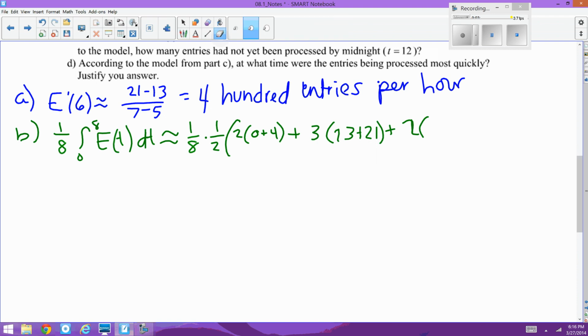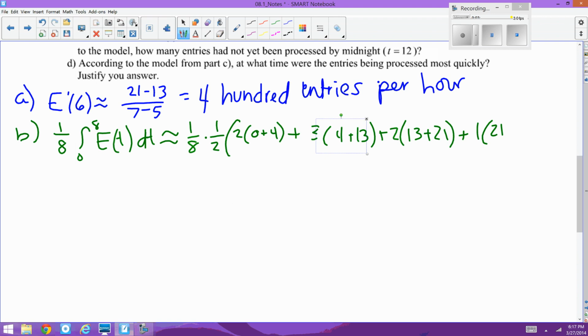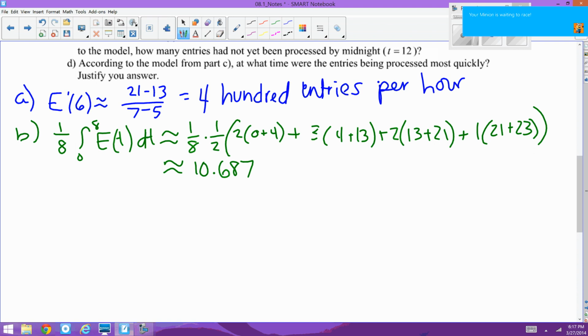Oh, I think I wrote the wrong part. Okay, so 3 times 4 plus 13. There we go. That's better. Plus 2 times 13 plus 21. Plus 1 times 21 plus 23. There we go. So that is our trapezoidal sum. If you want an approximation here, it would be about 10.687.